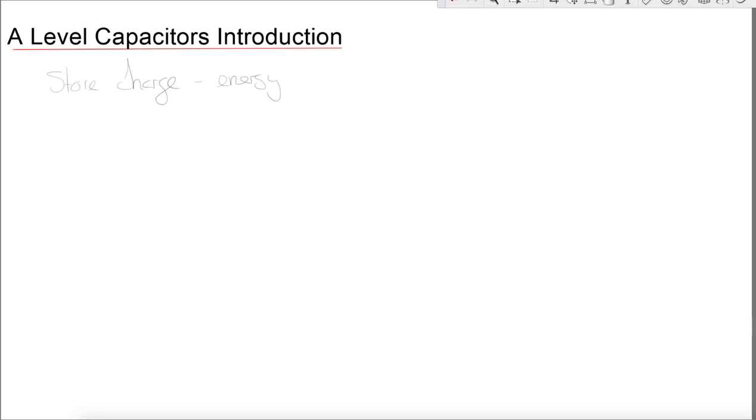And from your work in electricity, from your work on electric fields, you would understand that in order to move the charge, you've done work, so energy has been transferred or converted in doing that work, and the energy is being stored in the electric field. So that's what capacitors do.